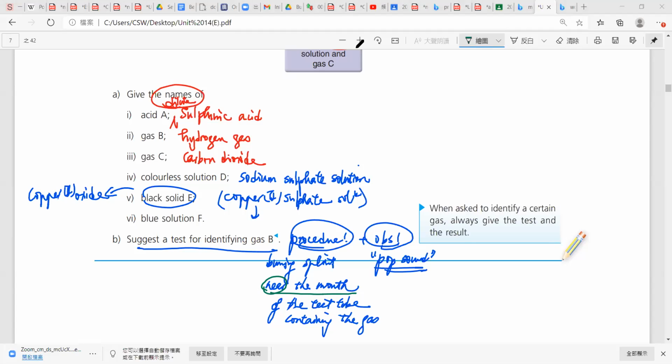So here comes the final. Today we focus mainly on the chemical property of acid. What do you feel about today's lesson? Easy, difficult, or what?